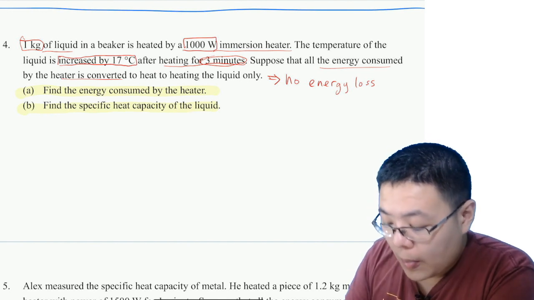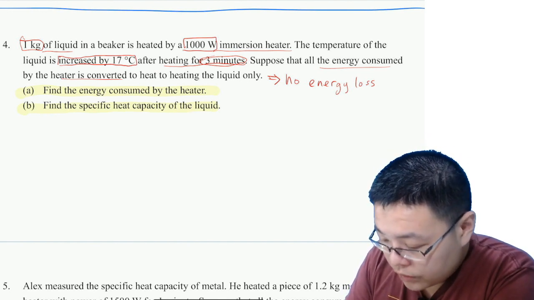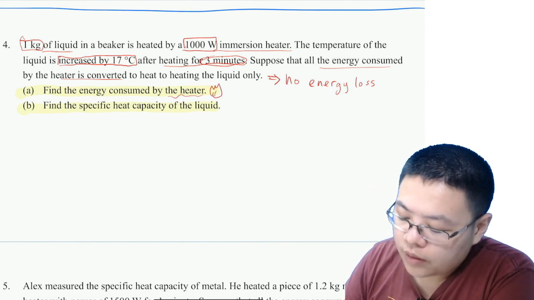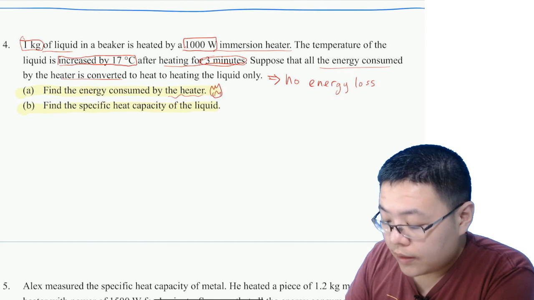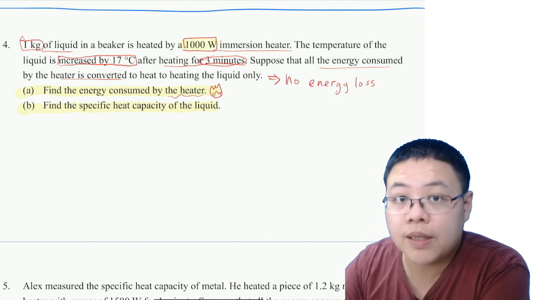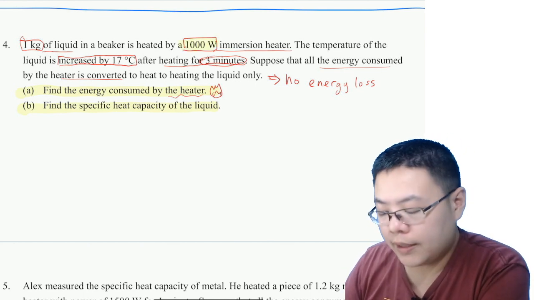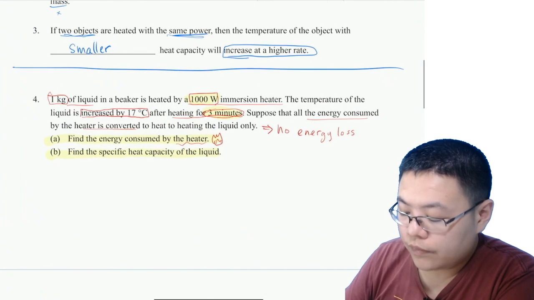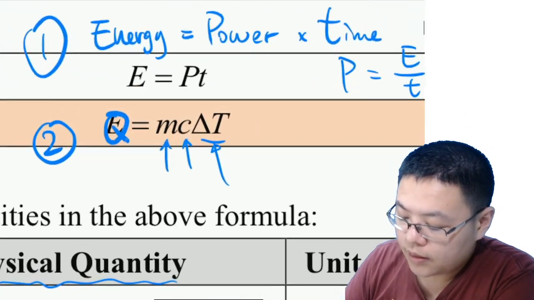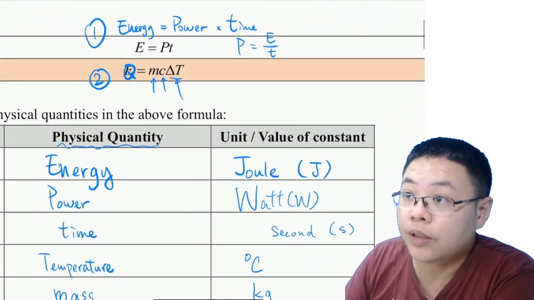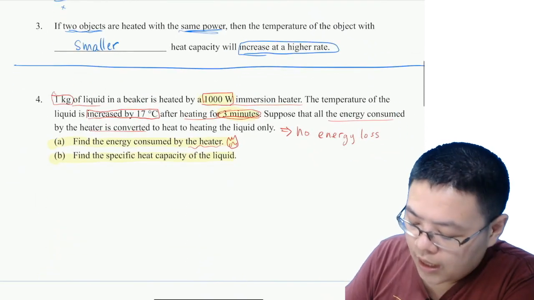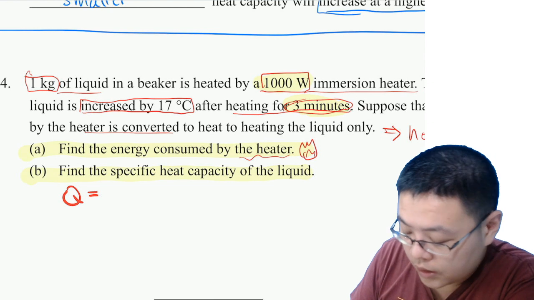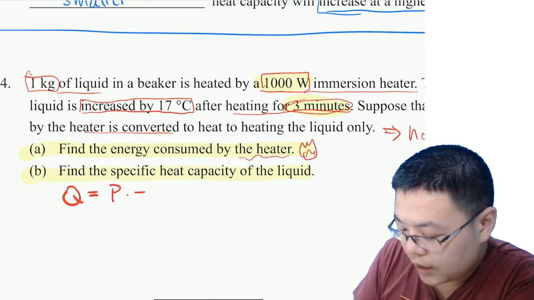Okay, so find energy consumed by the heater. Okay, when we talk about heater, then first thing first, we will immediately think of the power of the heater. And since we have already learned two equations, which are E = Pt and Q = mcΔT. Okay, here when we use the heater, energy equals power times time.